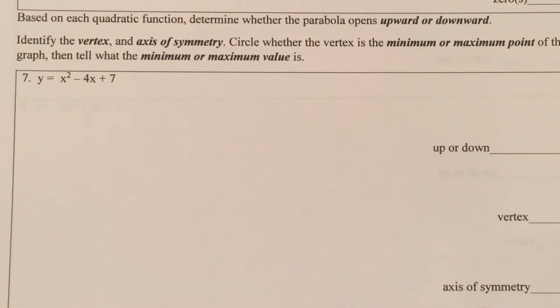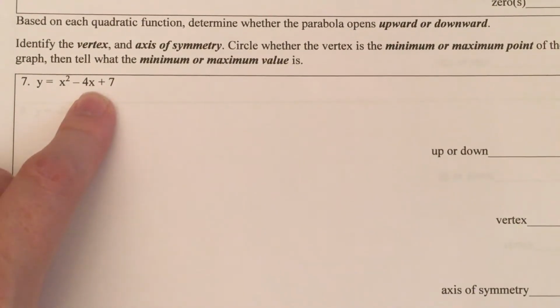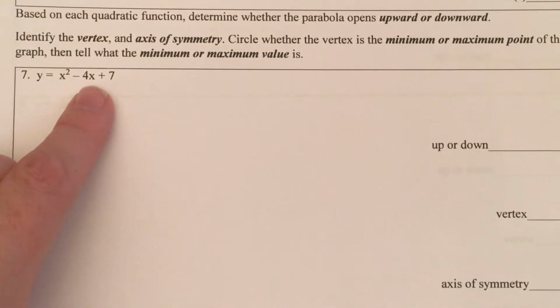Welcome back. Problem number 7. So this time, instead of giving us graphs and pictures to use, they are giving us limited information based on an equation. But they're still asking for all of the same answers. What direction does it open? The vertex, the axis of symmetry, maximum, minimum. They are not, however, asking us for zeros at this time. And that's nice. So we need to remember how to find all of those things just given an equation.